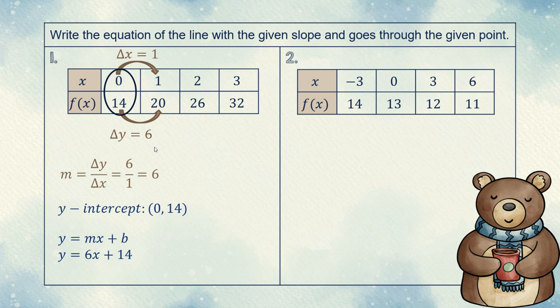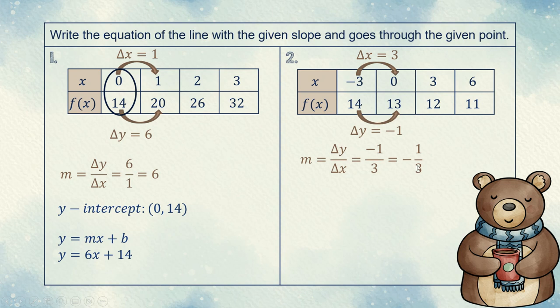Okay, so let's look at the next one. Again, the first thing we want to find is my change in y. To get from 14 to 13, we subtract 1, so my change in y is negative 1. My change in x, to get from negative 3 to 0, is adding 3. We put our change in y over our change in x, and we get a slope of negative 1/3. Now we have our slope. Now all we need is our y-intercept.